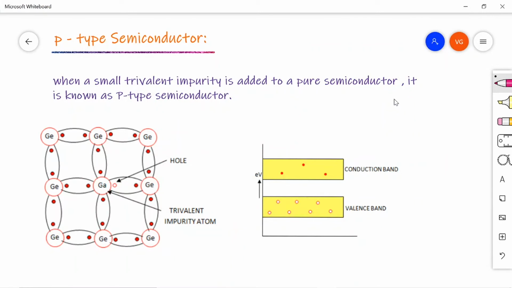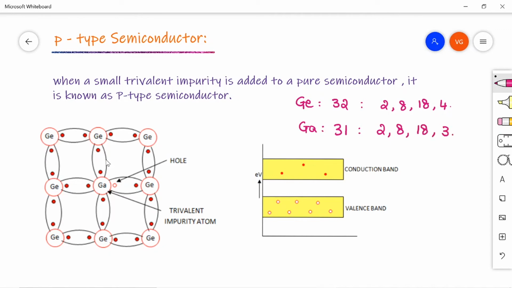Let us see how the P-type semiconductor is formed. When a small amount of trivalent impurity is added to a pure semiconductor, the resultant is a P-type semiconductor. We will see now. Let us consider a germanium crystal again, which has the atomic number of 32. So the atomic distribution is 2, 8, 18 and 4. Whereas the trivalent impurity that I am taking is gallium, which has the atomic number of 31. Then the atomic distribution will be 2, 8, 18 and 3.